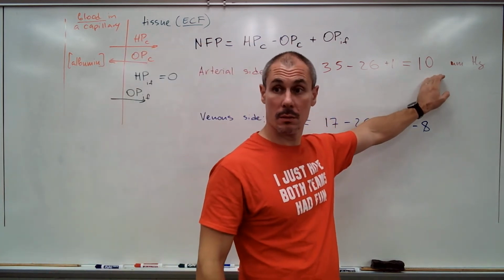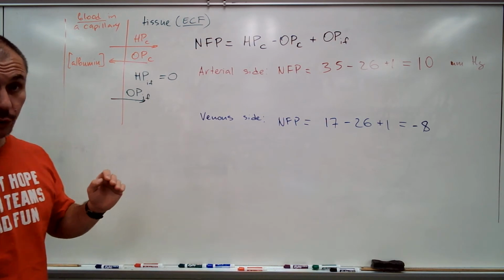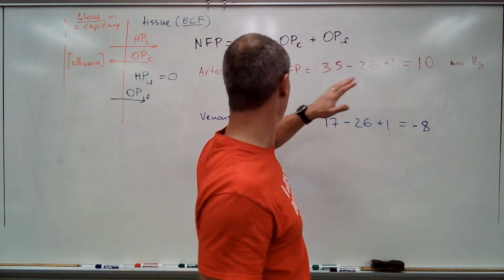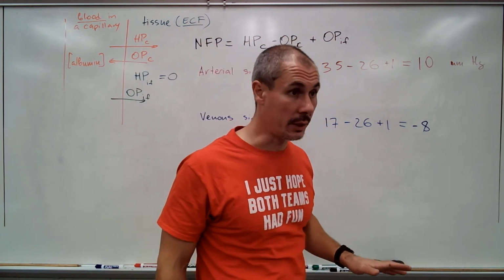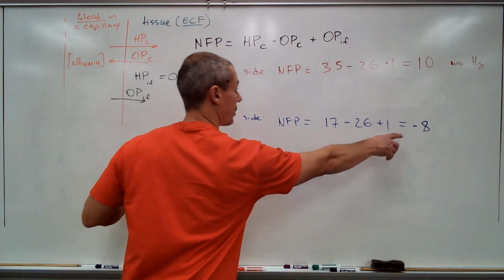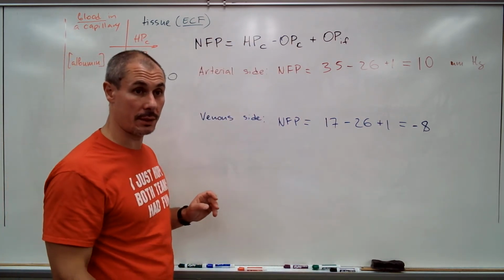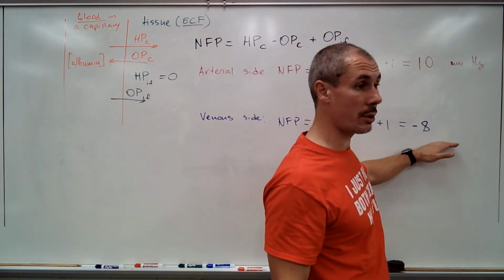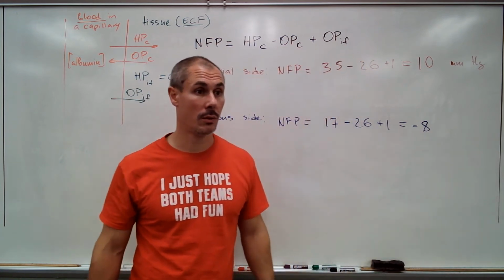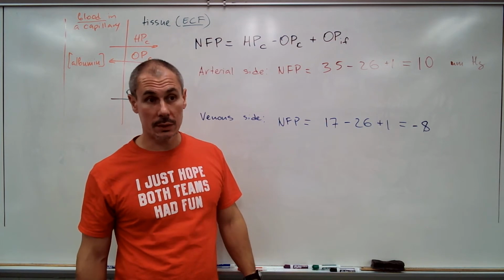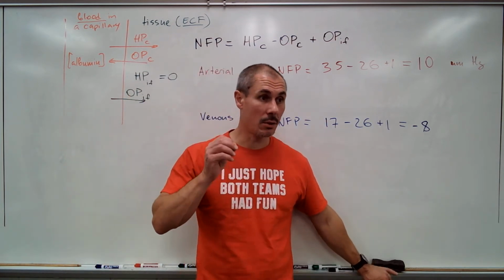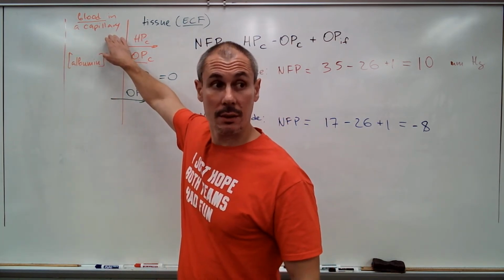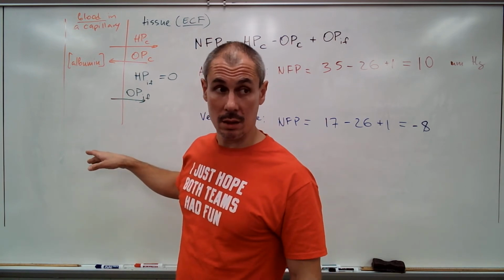So this plus 10 means that the fluid goes from the capillary into the tissue at the arterial end, the arterial side. We're clear. And then fluid returns back at the venular side. But you see that the net filtration pressure at the arterial side and the net filtration pressure at the venous side aren't the same. Which means, and it's really important, not all the fluid that leaves your blood on the arterial side returns back onto the venular side.